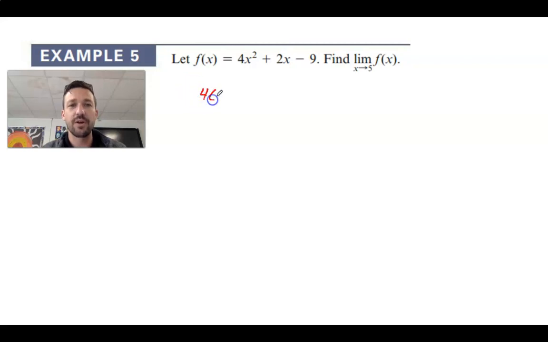So we're going to do 5 squared plus 2 times 5 minus 9. You're going to use a calculator, just check that out. Let's see what this is. 5 squared is 25 times 4 is 100 plus 10. So that's going to be 110 minus 9. So I believe this should be 101.